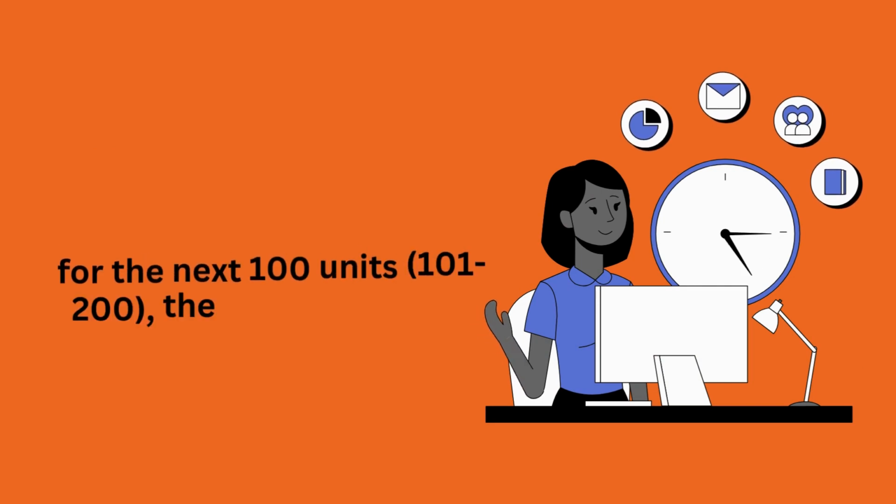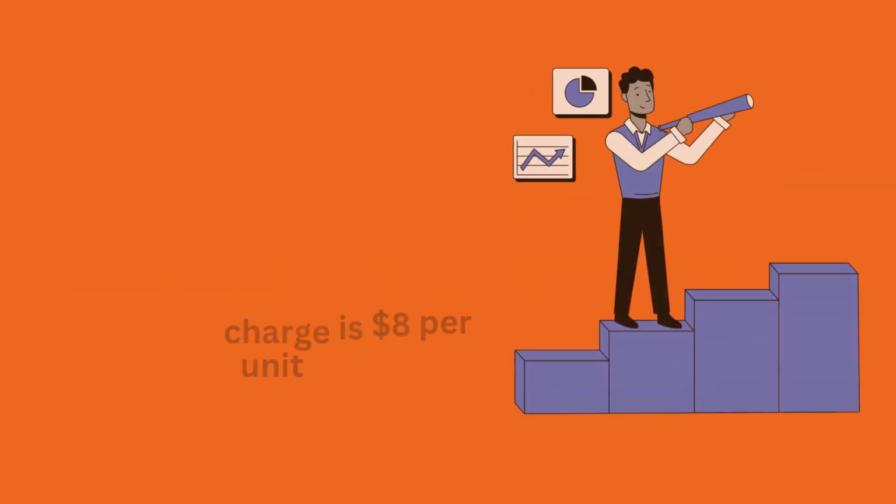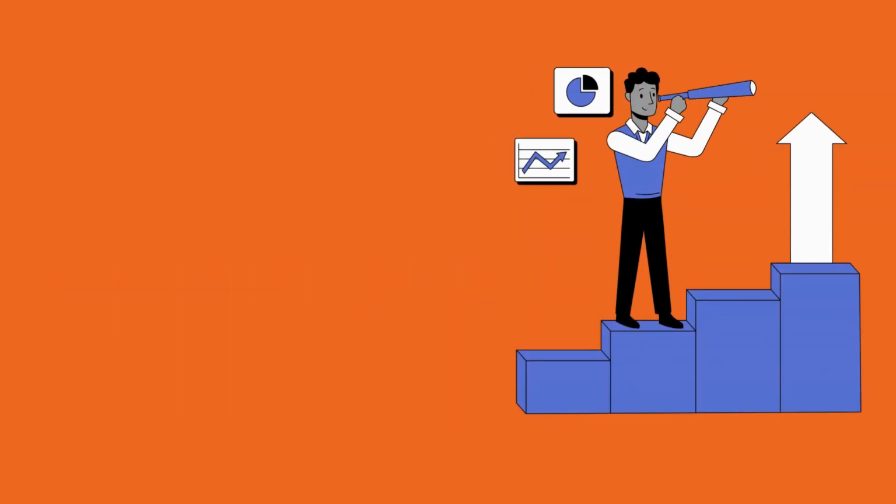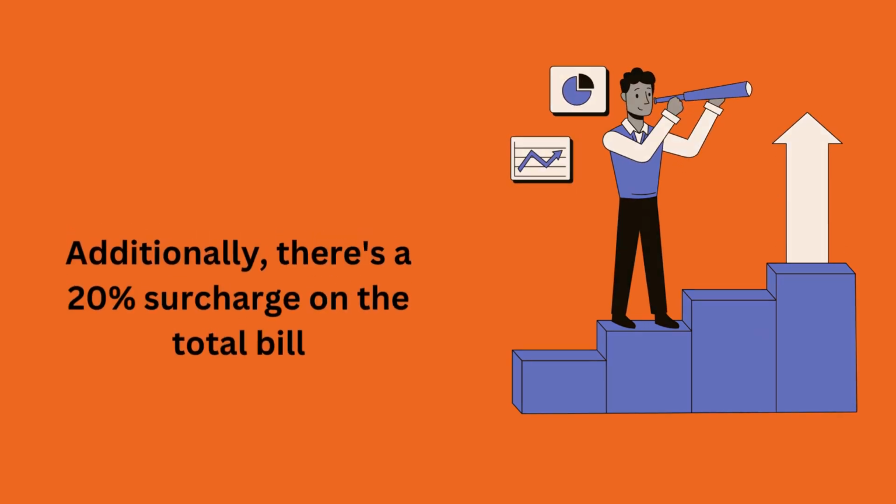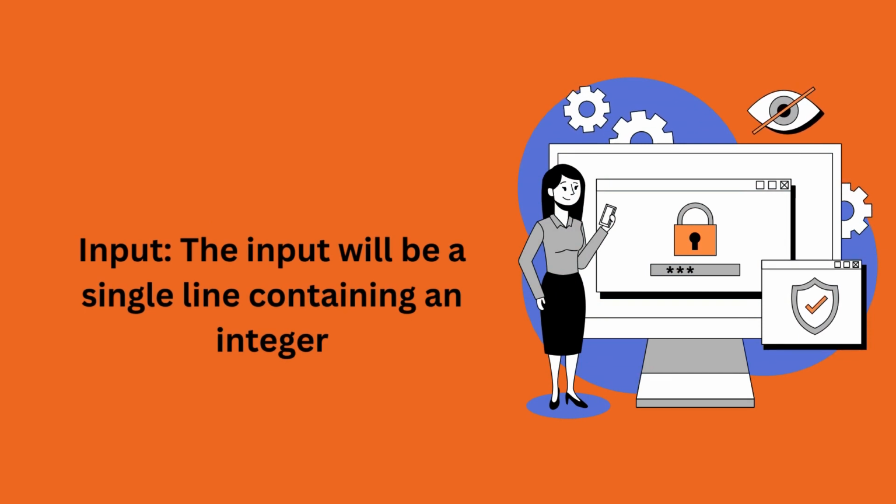Then, for the next 100 units, up to 200, the charge is $8 per unit. Additionally, there's a 20% surcharge on the total bill.